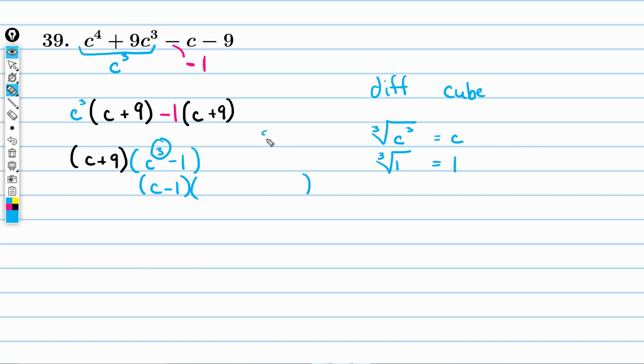So we're going to remember that SOAP. So that tells me same, opposite, always positive. Now I'm going to fill it out. So c squared. Then the product, 1c. I don't have to write that 1. It's understood to be there. And then we have 1 squared, which is 1. In the front parenthesis, we have the c plus 9. So that is my final answer.